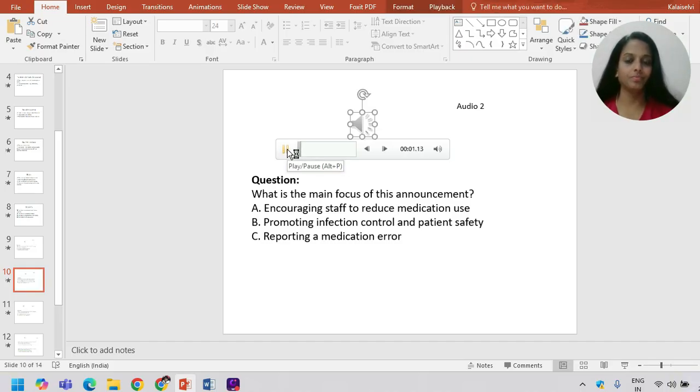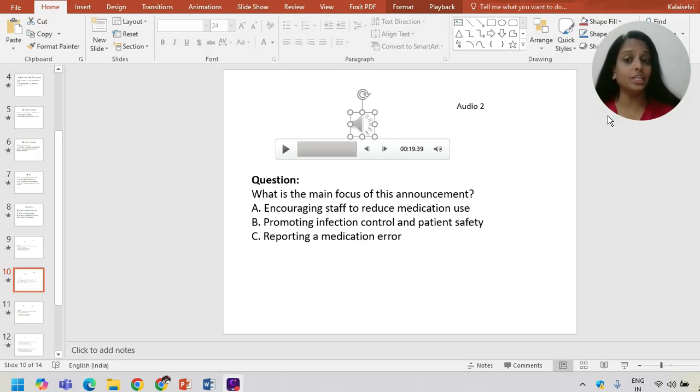Good morning everyone. Before we start, just a reminder to double-check patient IDs before administering medications. We've had a few close calls lately, and it's crucial we maintain safety standards. Also, keep an eye out for the infection control team who will be doing random audits this week.